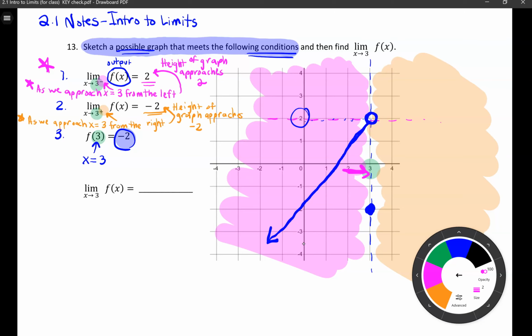The heights of my graph, if I plug in a negative 1, my height's way down here. And then I plug in a 0, my height's creeping up a little bit. And I plug in a 1, I'm getting closer.